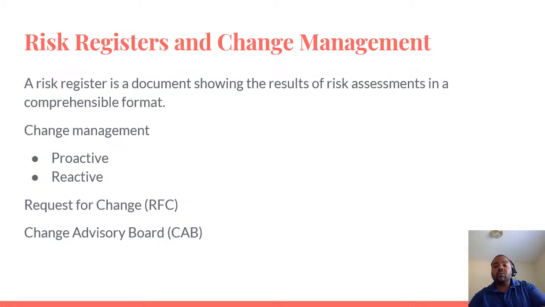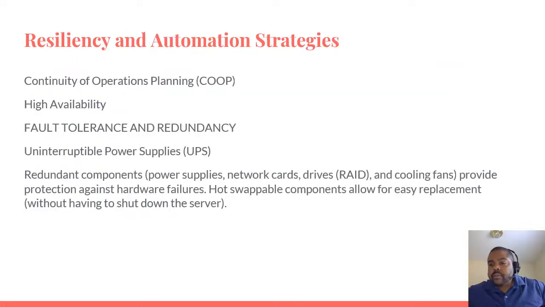Because what happens in one department, another department may say, oh okay, well, if you make that change, then that's going to affect what we are doing over here. And sometimes it just gives you a better overview, a better scope of what's going on in the network. So on page 593, we started to go into resiliency and automation strategies.